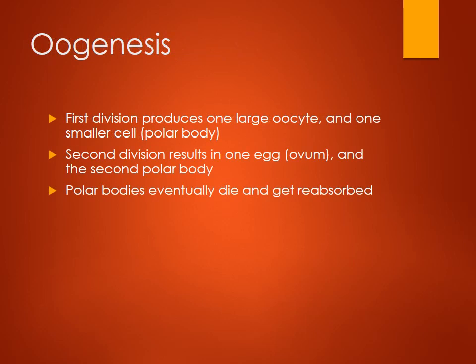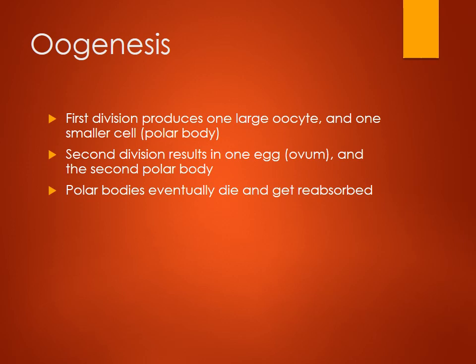When you talk about oogenesis, after the first meiotic division we produce one large oocyte and one smaller one, which we call a polar body. The polar body does not go through further division. It is resorbed. We try and have one very good, very large, very healthy oocyte.